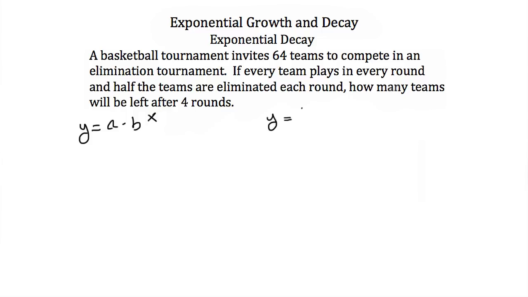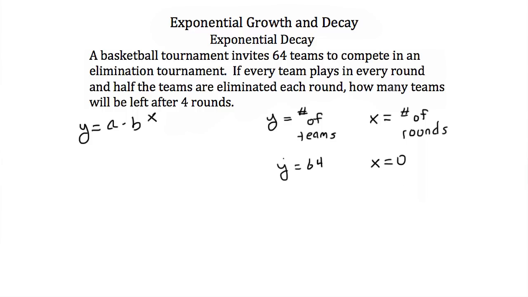Now I'm going to call y the number of teams left. That means our x is the only other thing that's changing, and that's the number of rounds. Now, before this tournament even starts, when our x is 0, then the number of teams we have is 64.